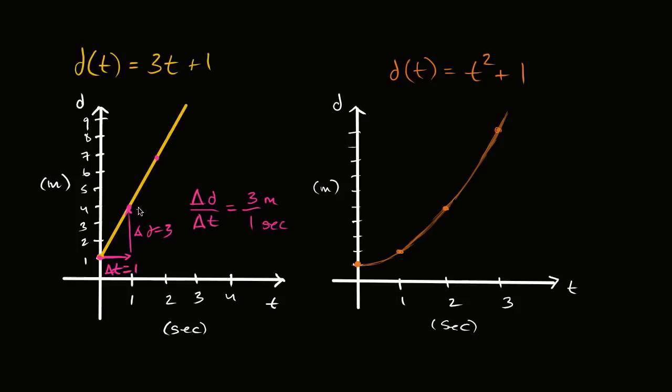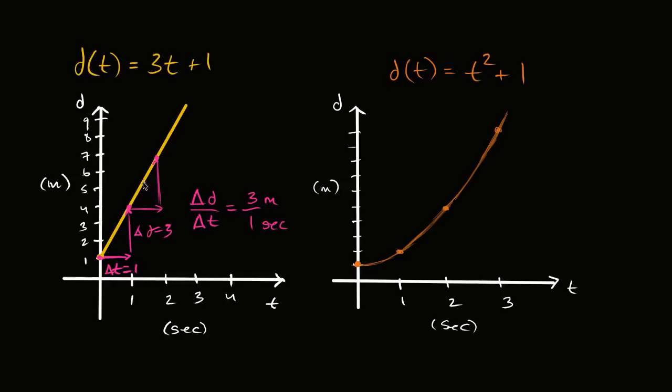And let's think about it. Does that change if we pick any other 2 points? What if we were to say between 1 second and 2 seconds? So between 1 second and 2 seconds, our change in time is 1 second. And then our distance increases by 3 meters. So once again, our change in distance over change in time is 3 meters per second. And this is all review, and you might recognize that we pick any 2 points on this line here, and we're going to have the same rate of change of distance with respect to time.